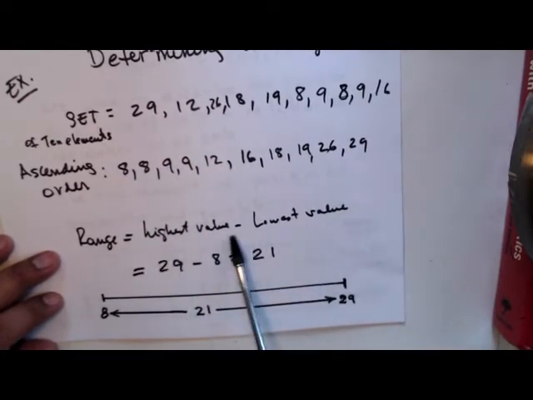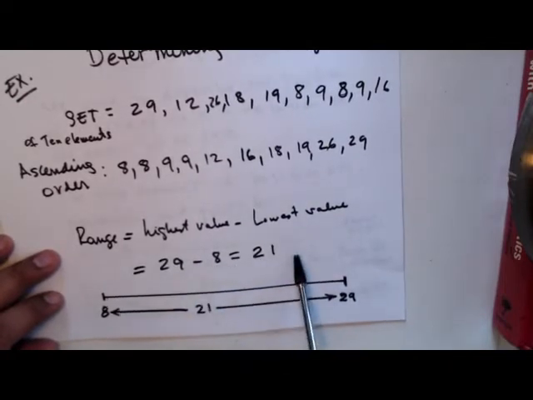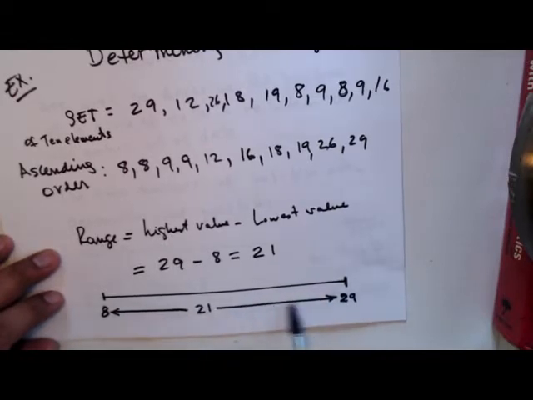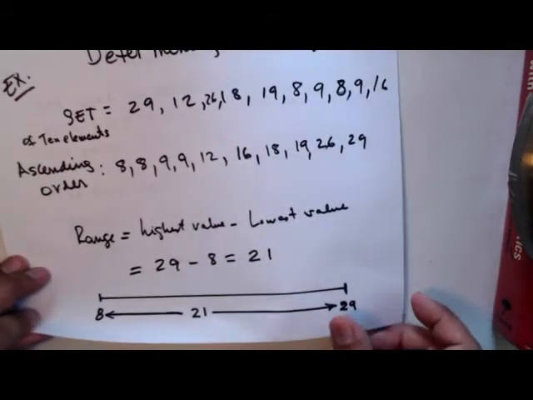So the highest value is 29, the lowest value is 8. We subtract that, we get 21. And if you have a physical representation, that will be the range, right? How wide the data is distributed there. Very important concept.